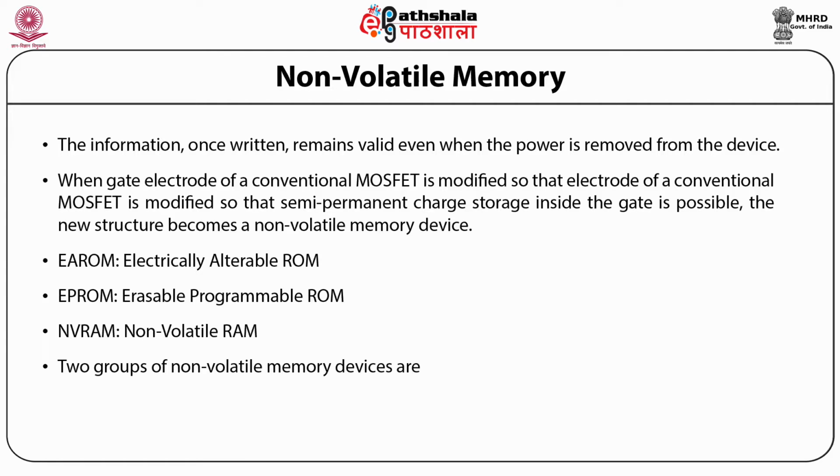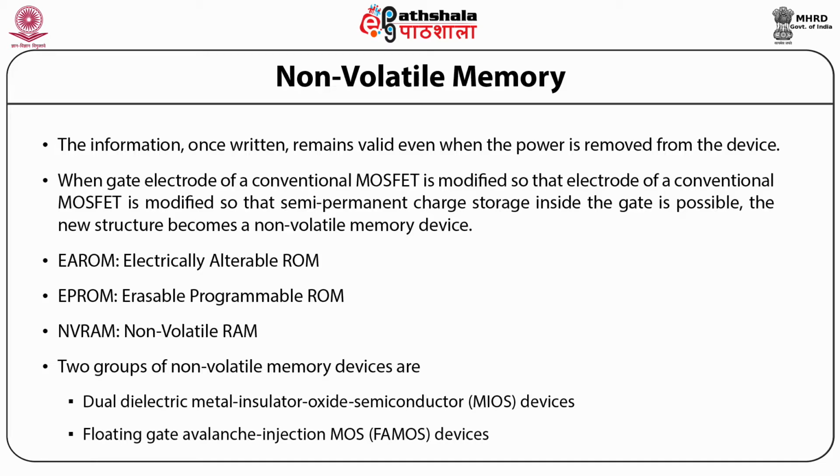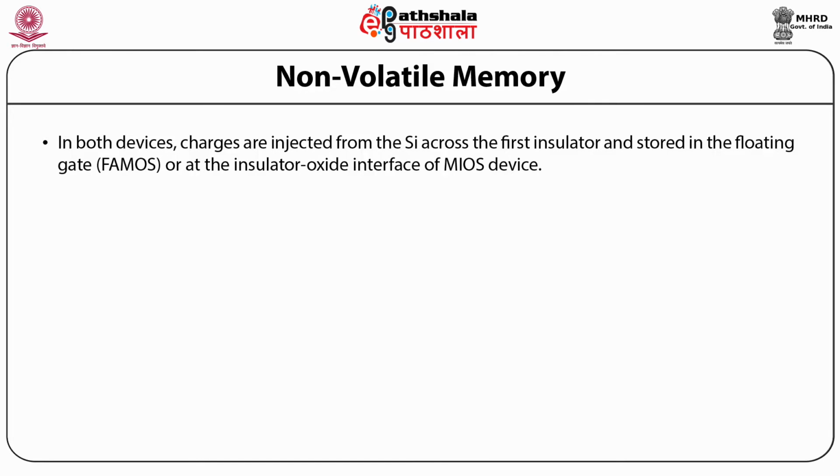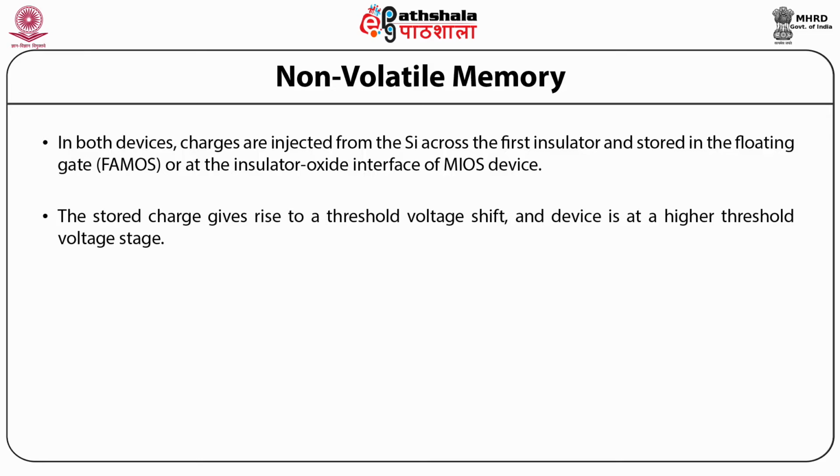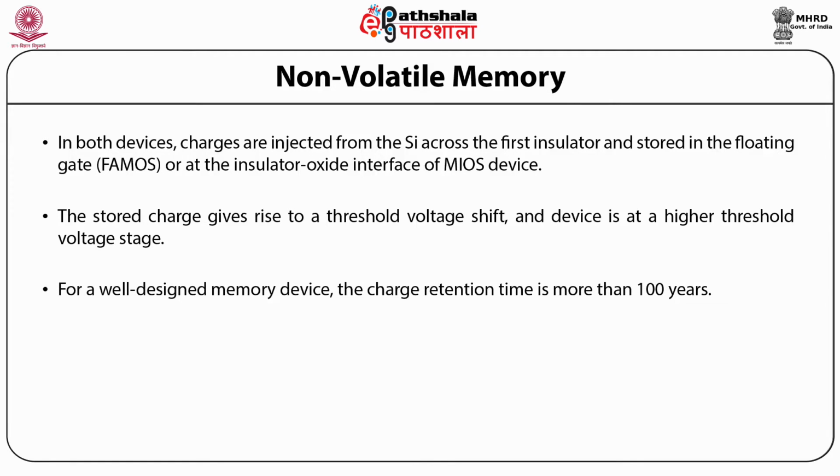So two groups of non-volatile memory devices are: number 1, dual dielectric metal insulator oxide semiconductor MOS devices. Number 2, floating gate avalanche injection MOS, famous devices. In both the devices, charges are injected from the silicon across the first insulator and stored in the floating gate or at the insulator oxide interface of MOS devices. The stored charge gives rise to a threshold voltage shift and the device is at a higher threshold voltage state. For a well-designed memory device, the charge retention time is more than 100 years.